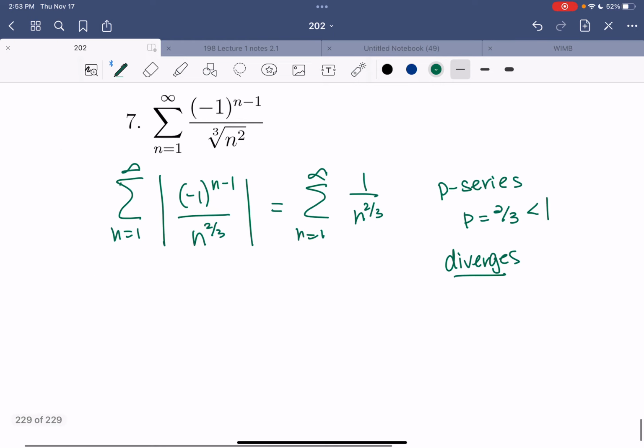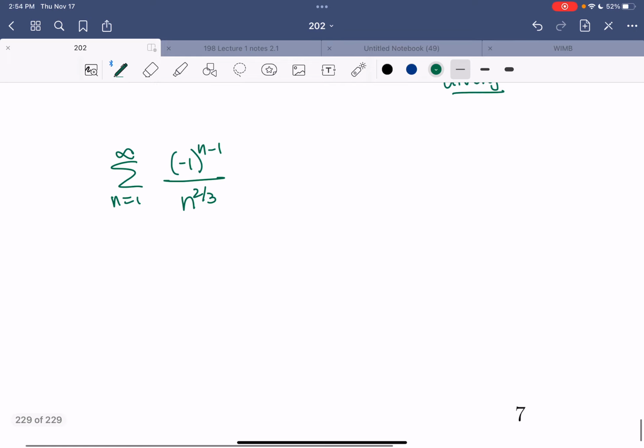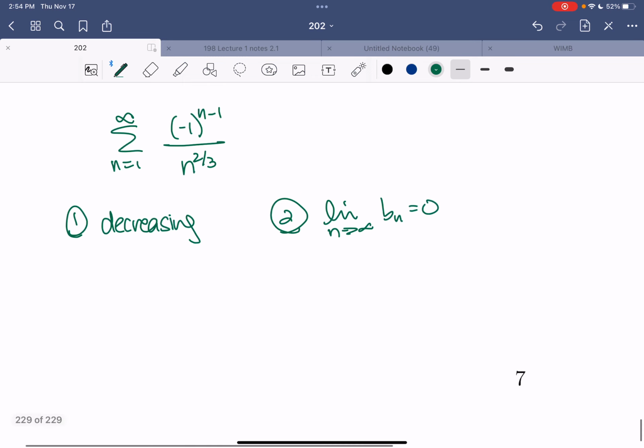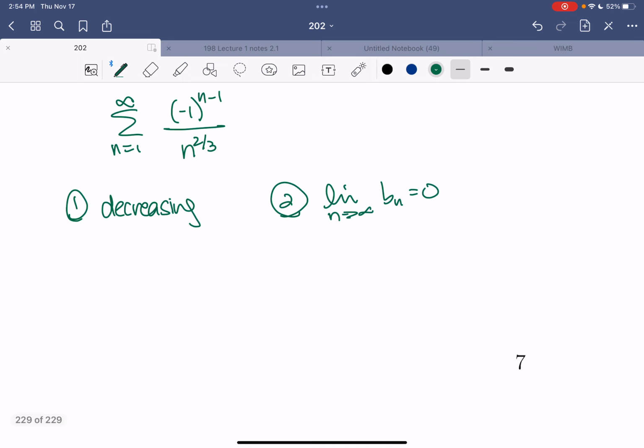So in order to take a look at whether it is conditionally convergent, we need to look at the original series. So the one that alternates. And what we need to do there is we need to show two things. You need to show, one, that it is decreasing. And two, you need to show that the limit as n goes to infinity of your bn is equal to 0. All right, I'm going to do the second part first because it's quicker.